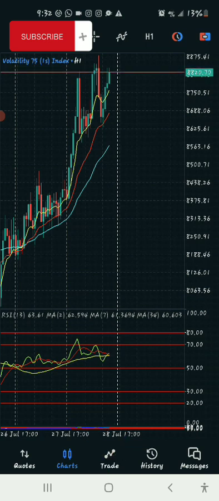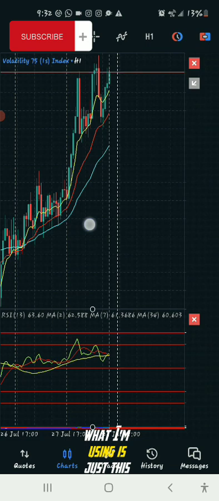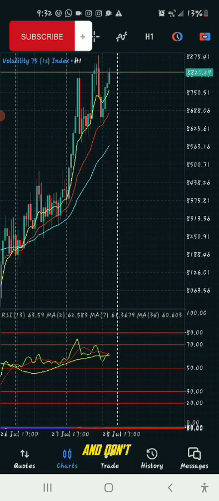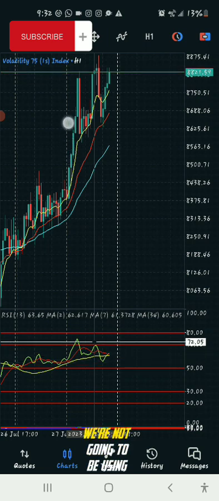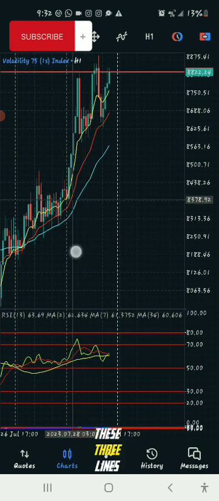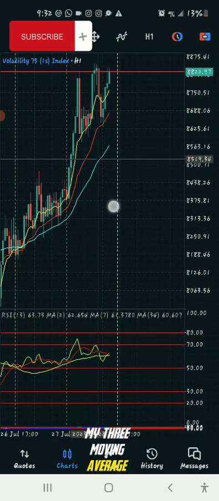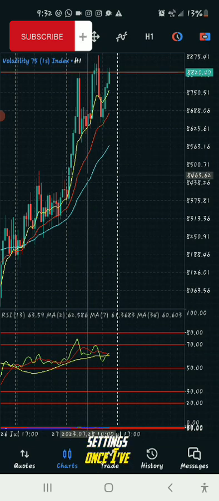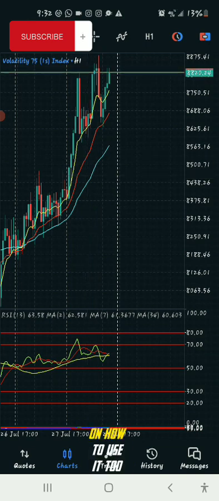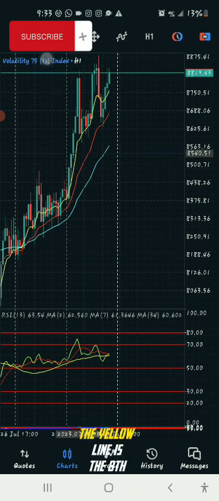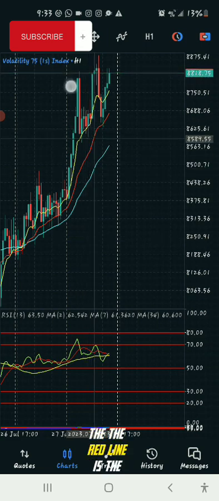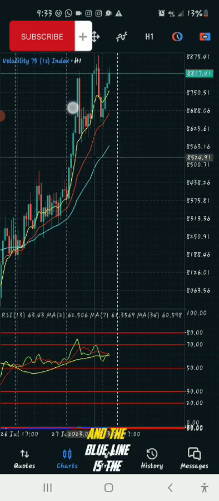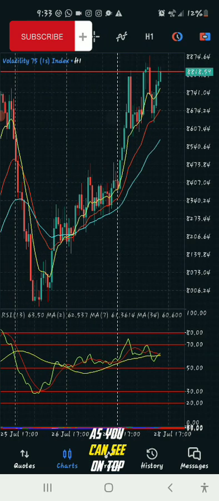So as you can see, what I'm using is just this. Don't bother yourself about my TDI. We're not going to be using TDI, we're only going to be using these three lines. These three lines are my three moving averages. I'll show you the indicator settings once I'm done explaining how to use it. So the yellow line is the 8 moving average. The red line is the 20 moving average, and the blue line is the 40 moving average. As you can see, on top, middle, and under.